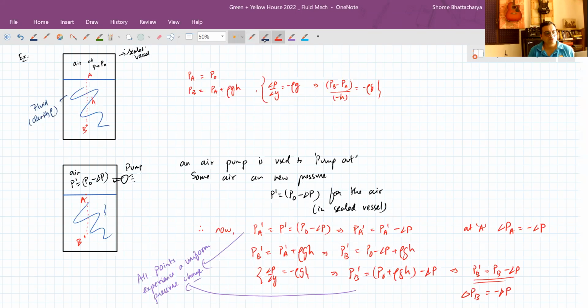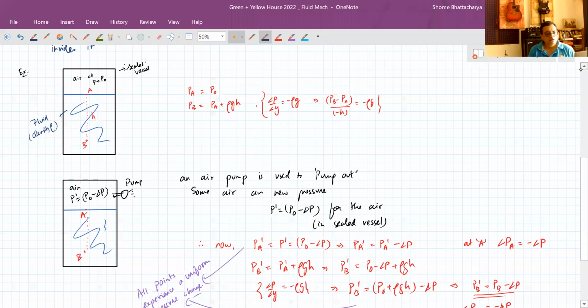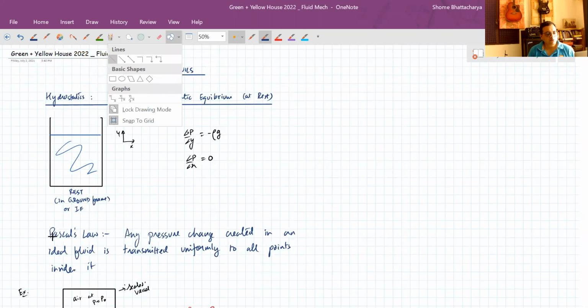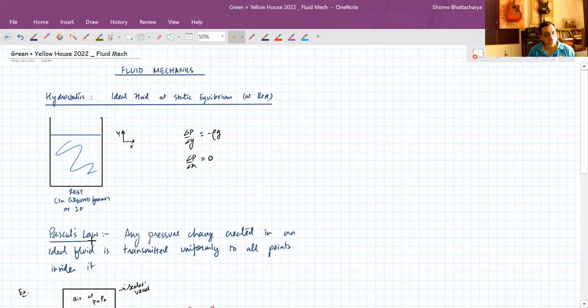So that is an example of the application of Pascal's law. So just make a note of the statement of Pascal's law and then this example. Then we'll discuss more important examples of Pascal's law application next after that.